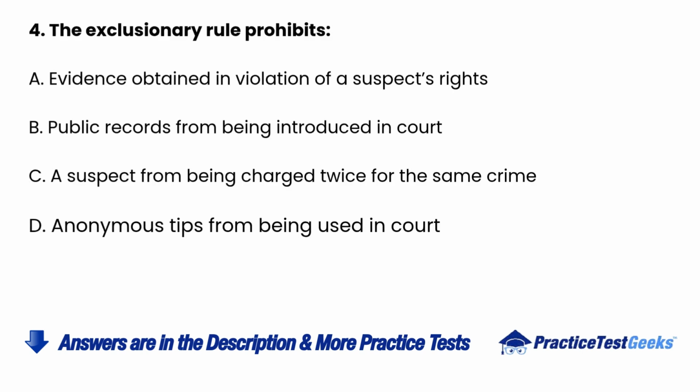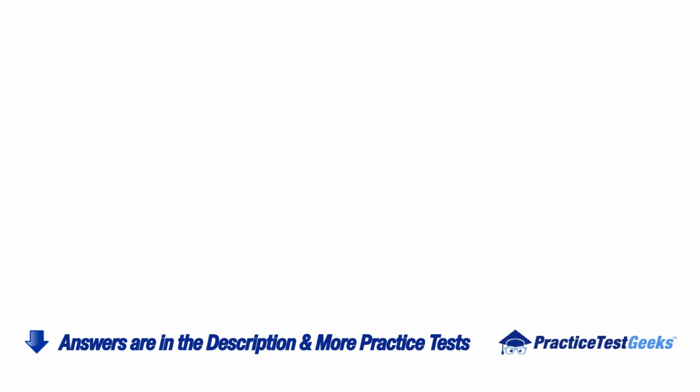4. The exclusionary rule prohibits: A. Evidence obtained in violation of a suspect's rights. B. Public records from being introduced in court. C. A suspect from being charged twice for the same crime. D. Anonymous tips from being used in court.